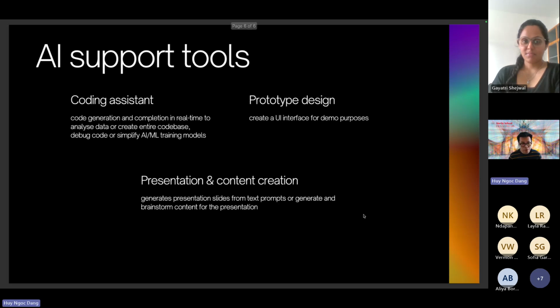And then last is on the AI support tools. There are, I think, several ways that these tools can help you. So one is they can be coding assistants, right? In the sense that they can help you to code better. They can actually even write the entire code for you.